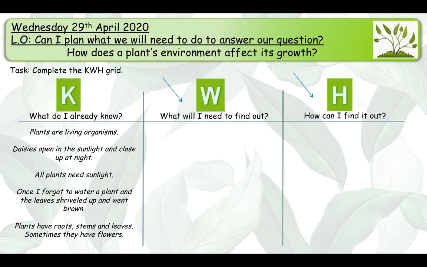So today I'd like you to complete the W and the H part of our KWH grid. What will I need to find out to answer our question? And importantly, how can I find it out? You can do this in two ways.